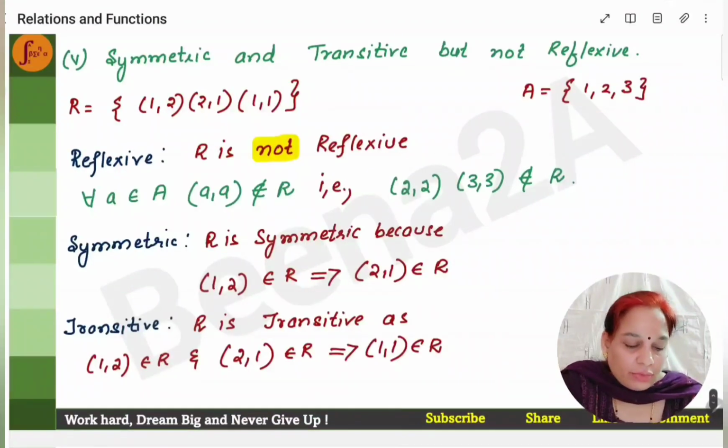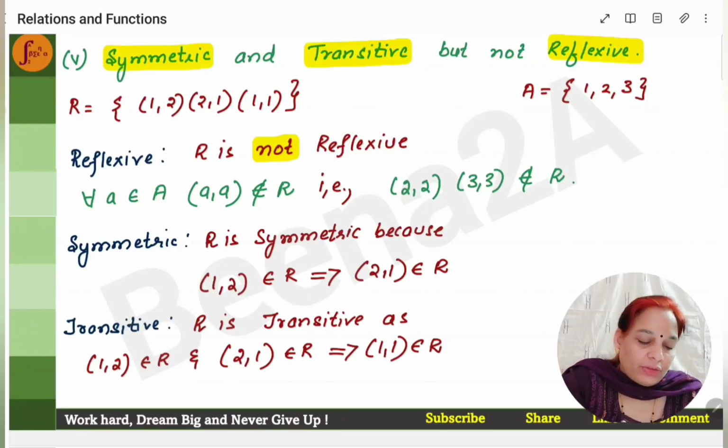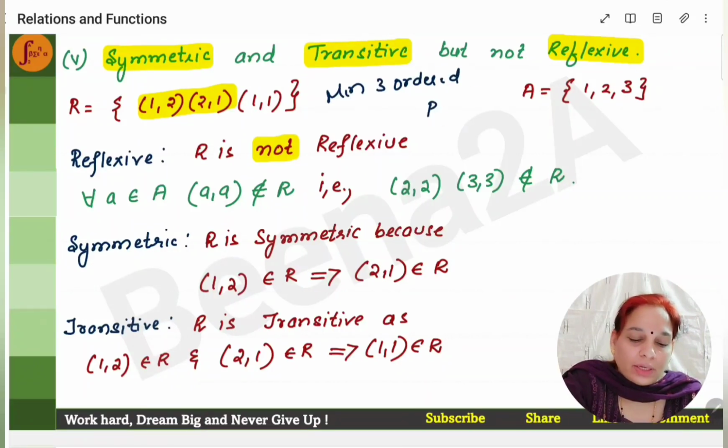Now let's take this fifth one. You'll have to take an example which is symmetric and transitive but not reflexive. Symmetric is straightforward, right? Take the reverse combination. So (1, 2), (2, 1). This will satisfy symmetric. And for transitive, you should have 3 ordered pairs if you have to prove it's transitive, right? Minimum 3 ordered pairs for you to prove that it is transitive.